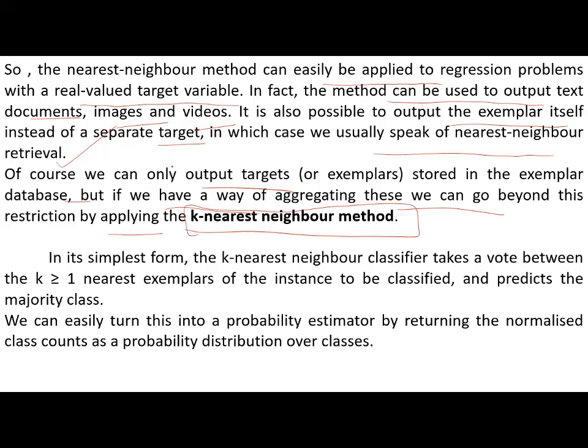Now, instead of checking the smallest distance with each one, we can apply the k nearest neighbor method. In its simplest form, the k nearest neighbor classifier takes a vote between the k nearest examples of the instance, where k is greater than or equal to 1. See, nearest k, k is greater than or equal to 1, this is how it is. K greater than or equal to 1 nearest examples, exemplars.